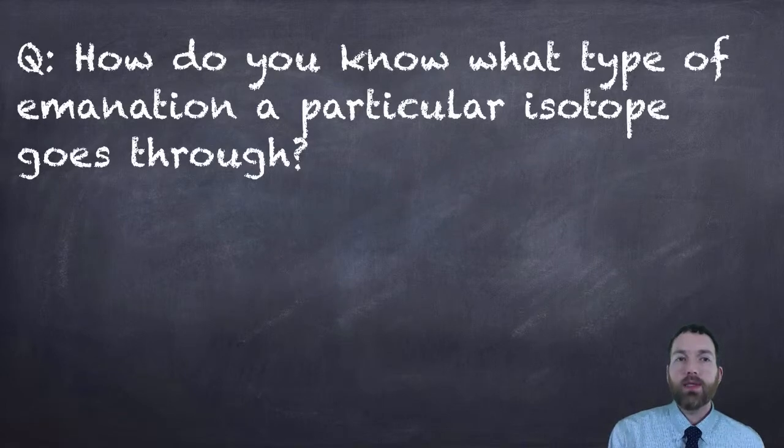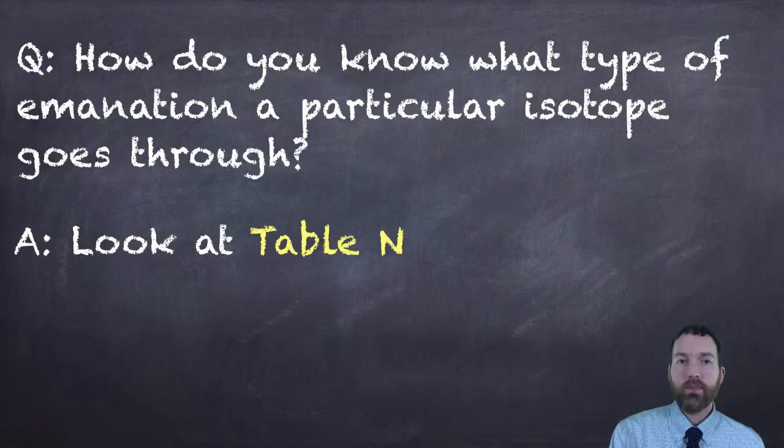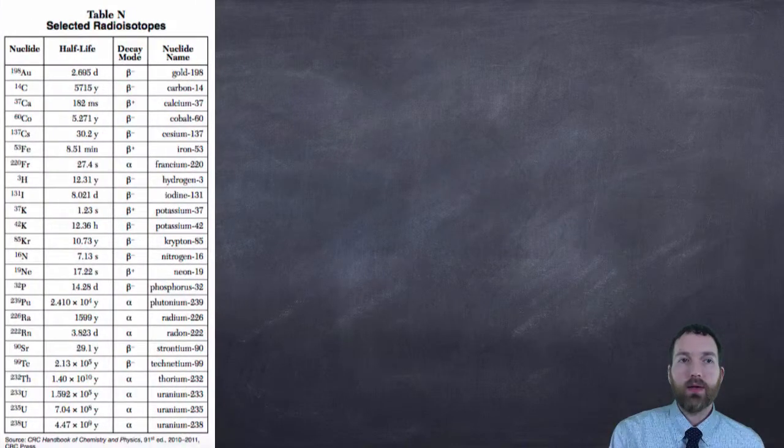So how do you know what type of emanation a particular isotope goes through? In our last two examples, I told you what type it was, but you need to pick out the type of emanation for the nuclear reaction questions that you may have to do on the test. So the way you know is you look at Table N. Table N here has a lot of important information. What is important for this part of the notes is this third column here.